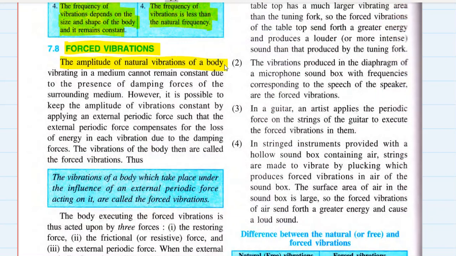The amplitude of natural vibrations of a body vibrating in a medium cannot remain constant due to the presence of damping forces, that is the resistive forces of the surrounding medium. However, it is possible to keep the amplitude of vibration constant by applying an external periodic force such that the external periodic force compensates for the loss of energy in each vibration due to the damping forces. So whichever energy is lost during the vibration due to the damping forces is compensated by an external periodic force.